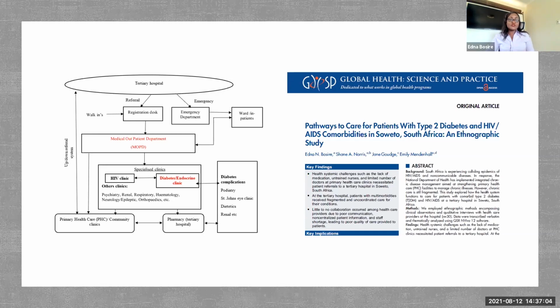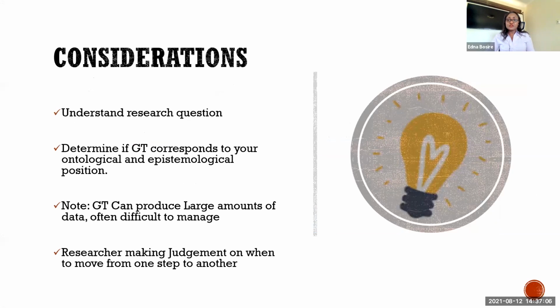So, some of the key considerations: understanding your research questions is very important. Not all studies will take a grounded theory approach. So if you're interested in grounded theory, ensure that you understand your research questions and determine if grounded theory corresponds to your ontological and epistemological position. Note that grounded theory can produce a large amount of data. Remember, you are going back and forth, and this can often become difficult to manage.